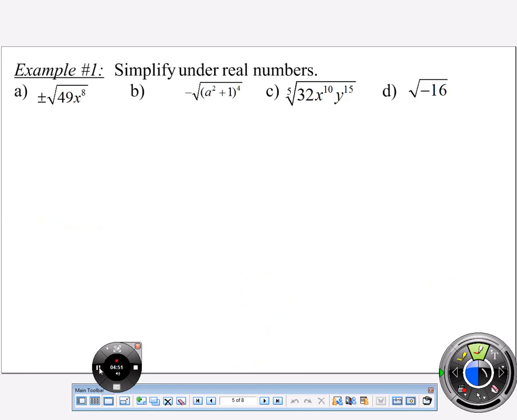Okay, so I'm simplifying under real numbers. That takes away the imaginary part. So in A, there's a plus or minus in front, so I'm looking for both positive and negative answers. The square root of 49 is 7, and the square root of x to the 8th would be x to the 4th. No absolute value bars are needed here for several reasons.